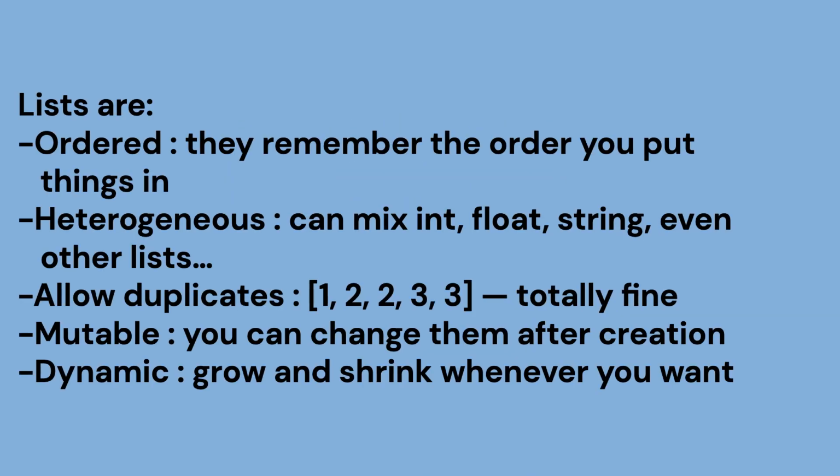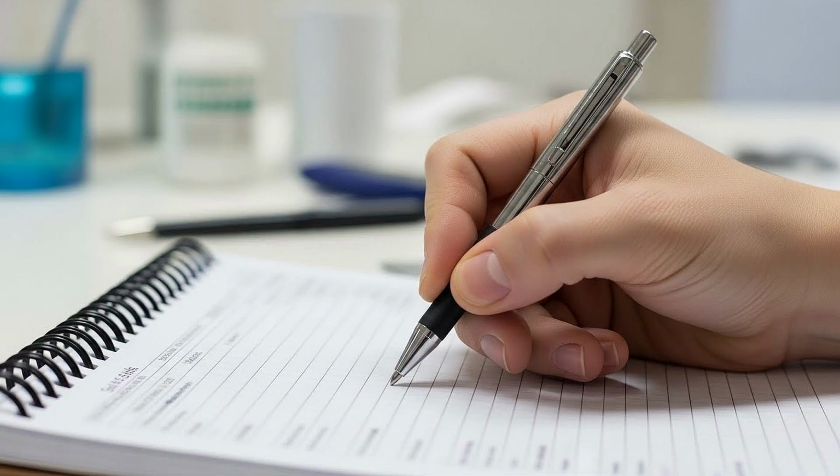Lists are ordered, meaning they remember the order you put things in. Heterogeneous, they can mix int, float, string, even other lists. They allow duplicates: 1, 2, 2, 3, 3, totally fine. Mutable, you can change them after creation. And dynamic, they grow and shrink whenever you want. So think of lists as flexible lab notebooks you can keep editing.